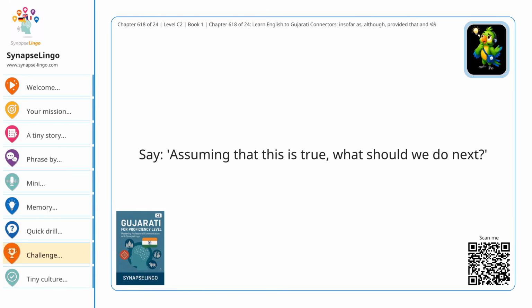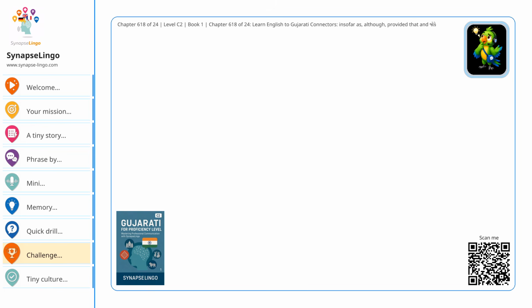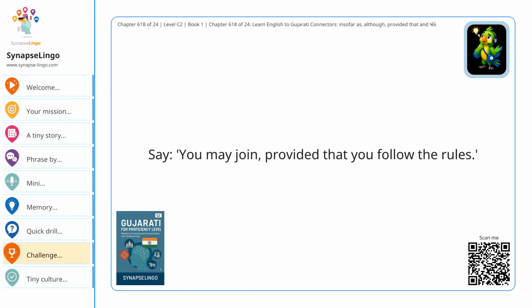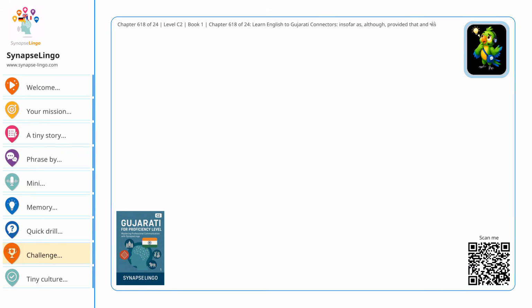Say, assuming that this is true, what should we do next? Gujarati key phrase: ધારીને કે. Say, you may join, provided that you follow the rules. Gujarati key phrase: એ શરતે કે.